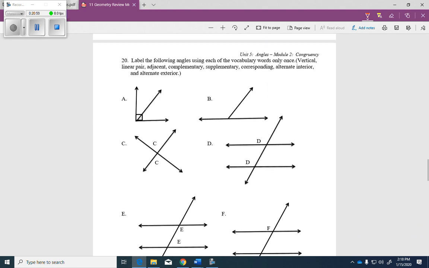This is the page that you thought had typos on the page. I don't know, the page just didn't print properly. It's actually not a typo. This is what it looks like. So I gave you a copy of it. This is a picture of complementary, because it's two angles that add up to 90. So each word only gets used once. This is a linear pair. These are vertical angles. These slide down on top of each other, so they're corresponding.